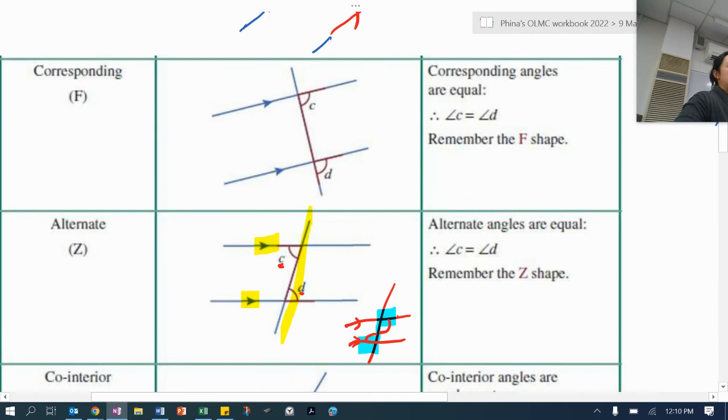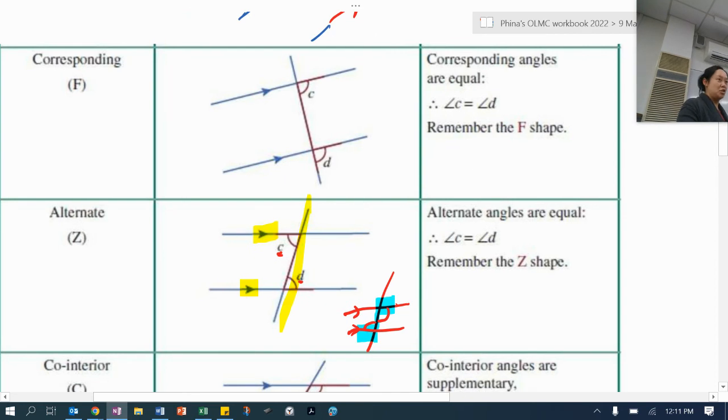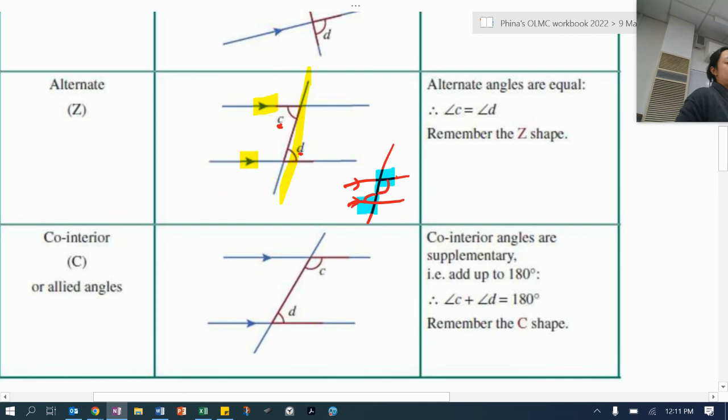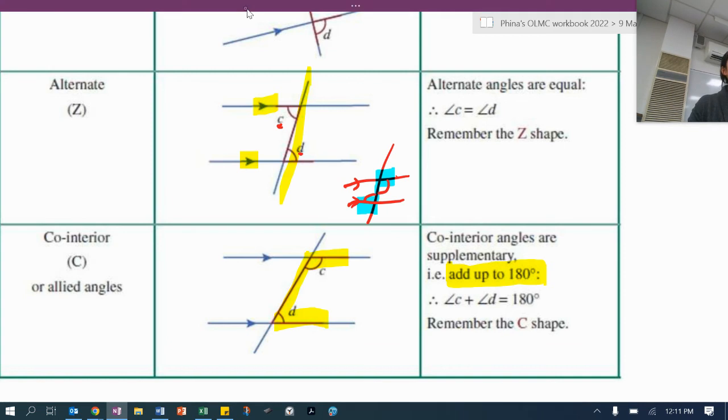Then co-interior. Now those, so corresponding and alternate are for angles that are equal to each other, right? Co-interior, slightly different. The key thing, and I'd probably highlight this, is that they add up to 180 degrees. Okay, they're actually supplementary to each other. So we use the C rule to show this. So inside your parallel lines, if you draw a C, the spine of the C, I don't know what you call that bit, the side of the C is the transversal, and then the top and the bottom are the parallel lines. Are we okay, kids? Yep.